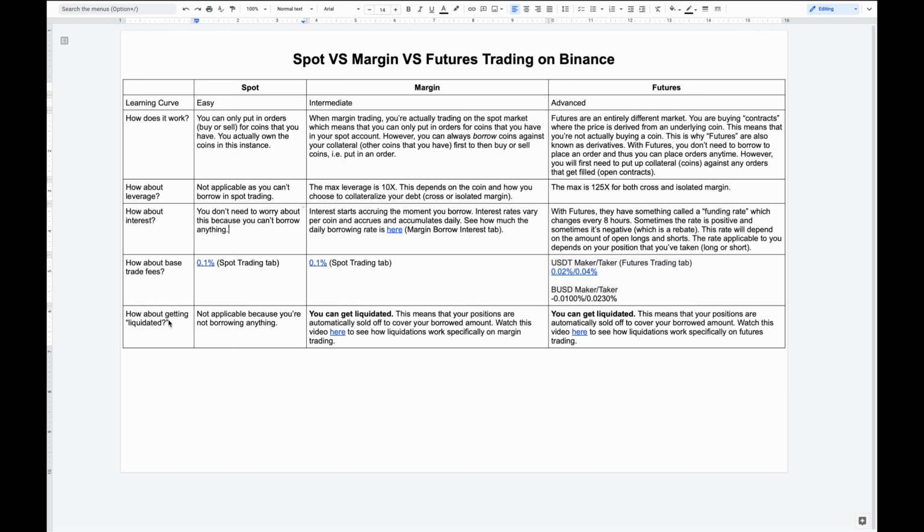Now, the last thing is, how about getting liquidated? Well, for spot, again, it's not applicable because you're not borrowing anything. So all the coins that you have are all yours. Now, in terms of margin, yes, you can get liquidated. Again, this basically means that your positions are automatically sold off to cover your borrowed amount. If you're not exactly sure how that all works for margin trading, I've made a video that you can check out where I explain how getting liquidated on margin trading works.